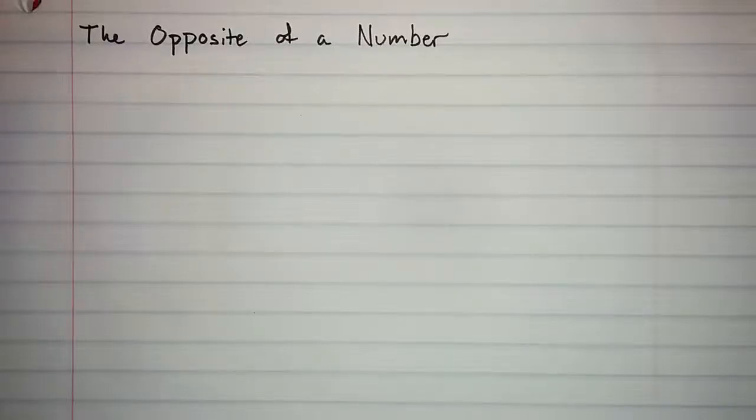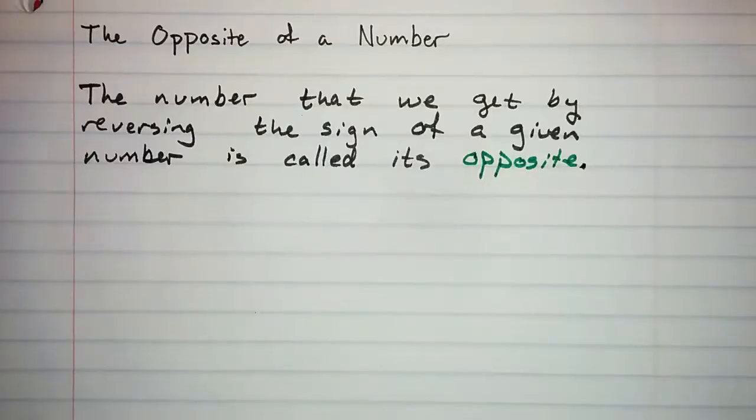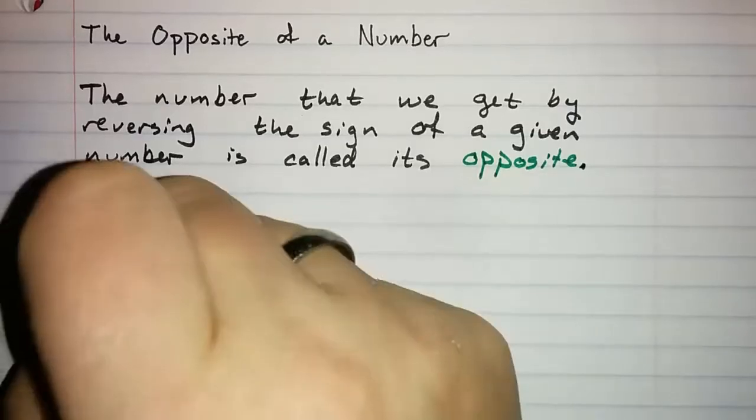Sometimes we don't want to just take the positive version of a number. We want to, whatever number we have, reverse its sign. The number that we get by reversing the sign of a given number is called its opposite. And we indicate the opposite of a number by writing a negative sign in front of that number.